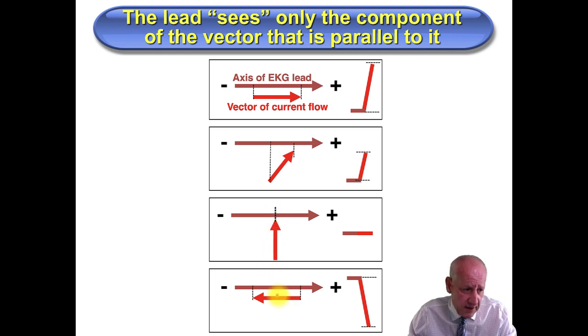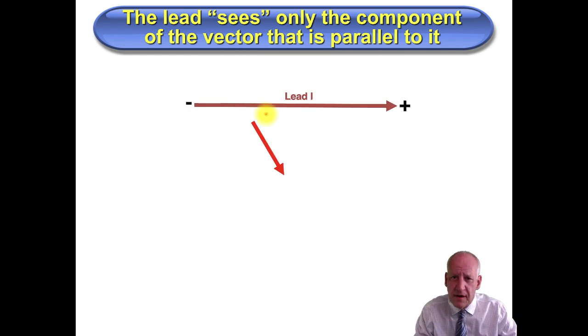And finally, if the vector is oriented away from the positive pole toward the negative pole, it will be recorded as a downward deflection. And in this case, it would be maximal because this vector is perfectly parallel to the lead axis. So a very important concept in understanding EKG is that the lead sees only the component of the cardiac vector that is parallel to it. How would the EKG machine record this cardiac vector in this lead axis? Well, that is the component of this cardiac vector which is parallel to this lead.